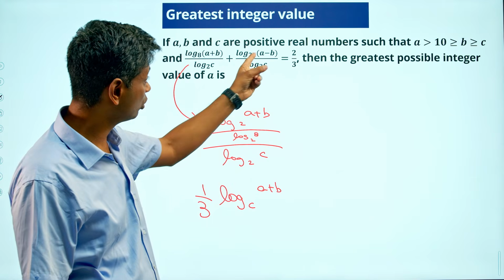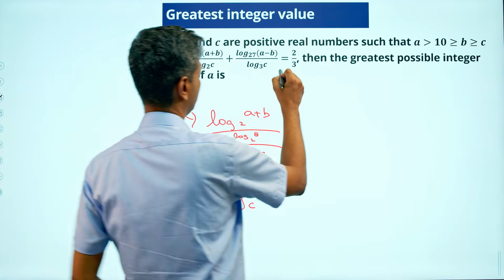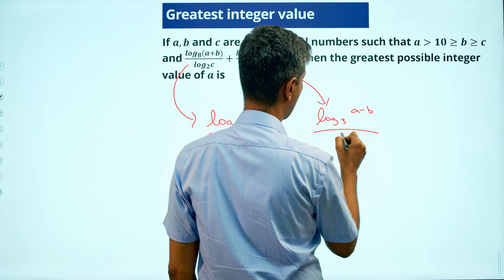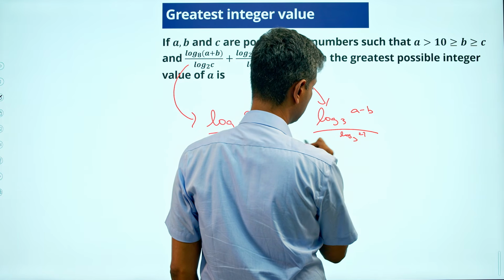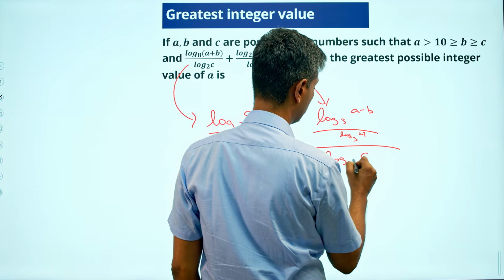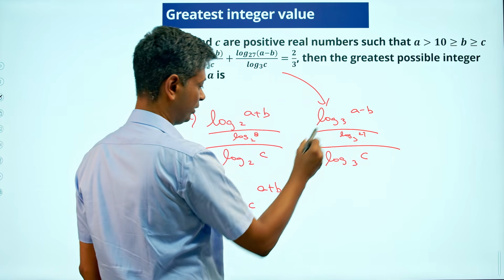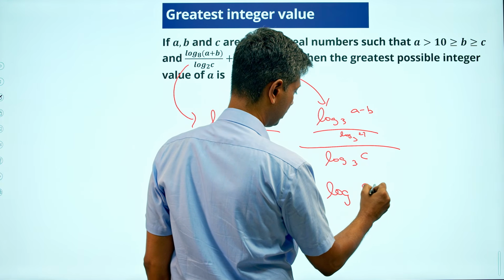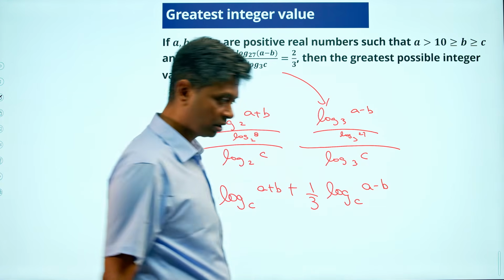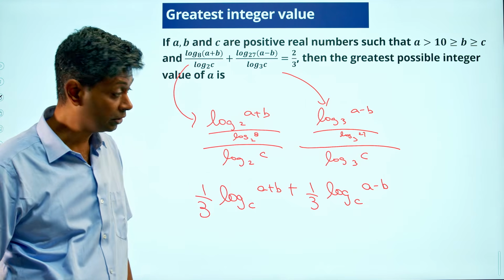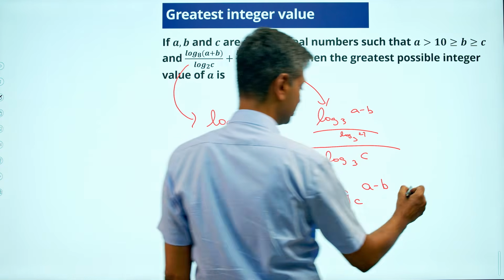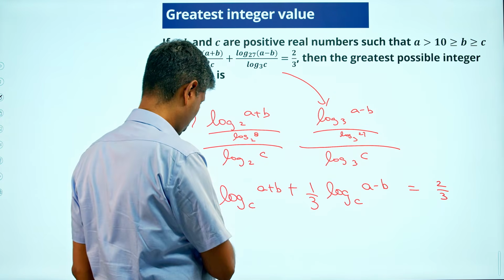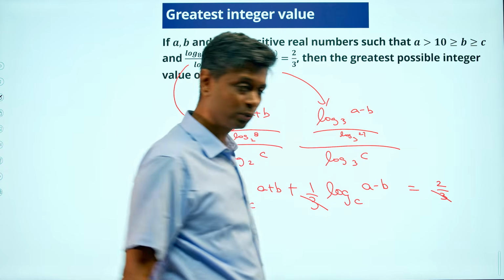Why are we doing this? Because we can do the same thing here. This can be written as log of A minus B to the base 3 by log 27 to the base 3 whole log C to the base 3. This is 1/3. Log A minus B to the base 3 by log C to the base 3 is log A minus B to the base C. This whole thing is 2/3, which is nice and useful because there's a 1/3 here that will completely get cancelled out.